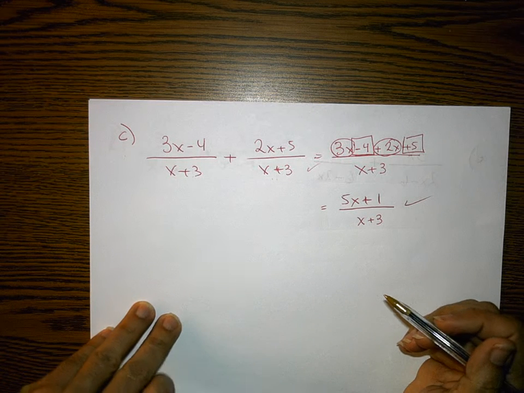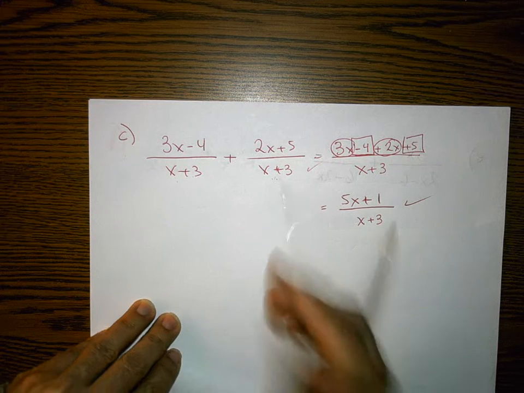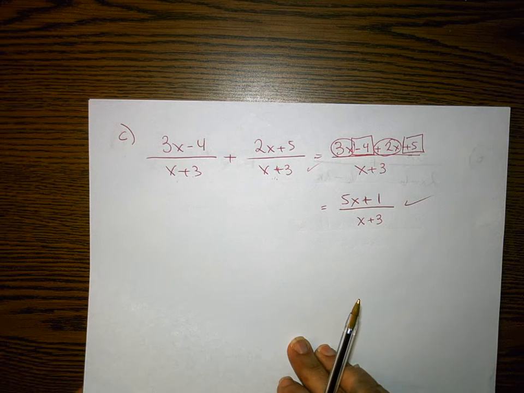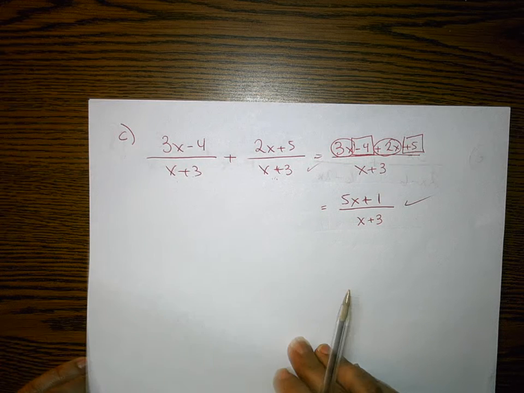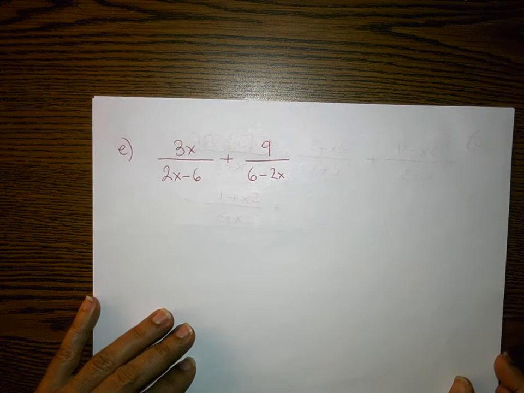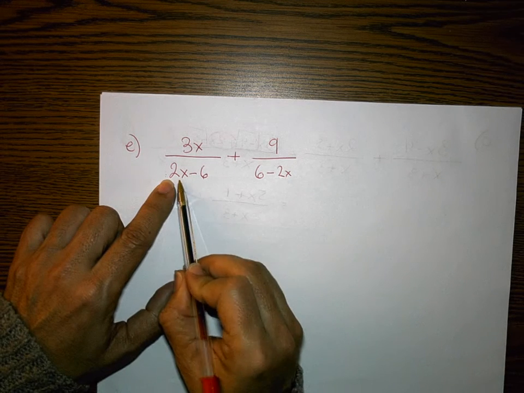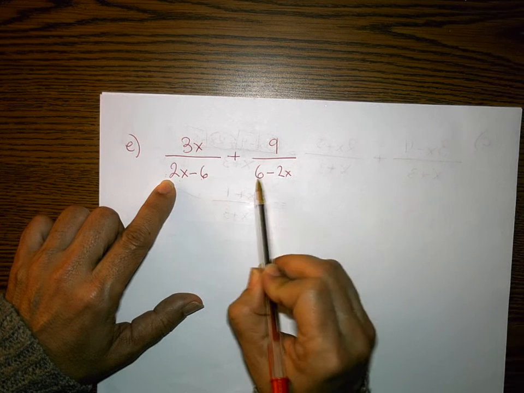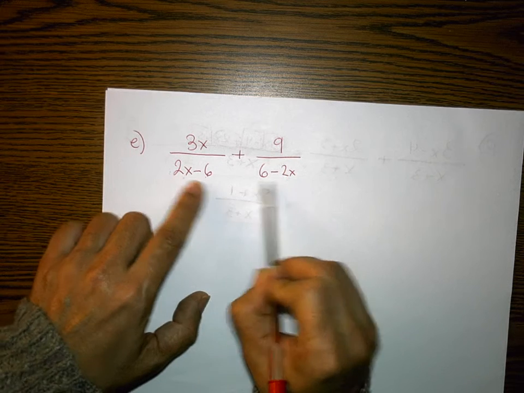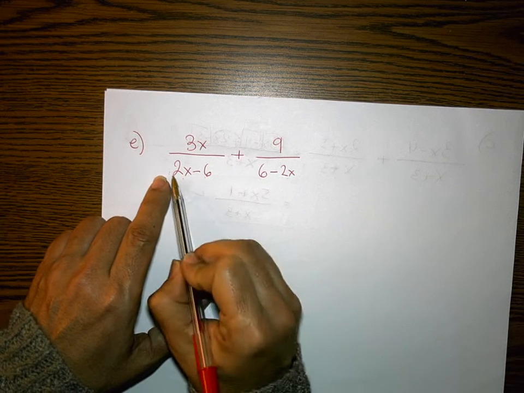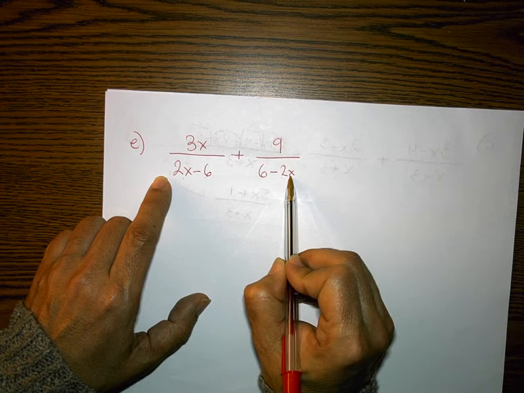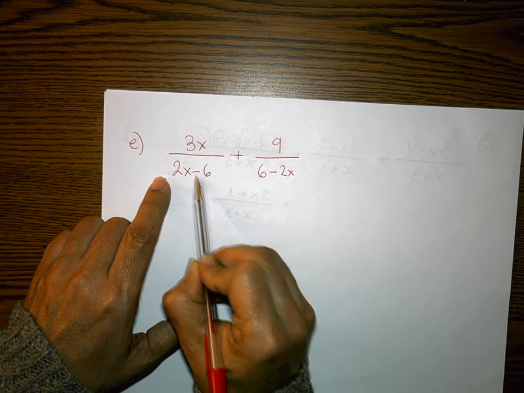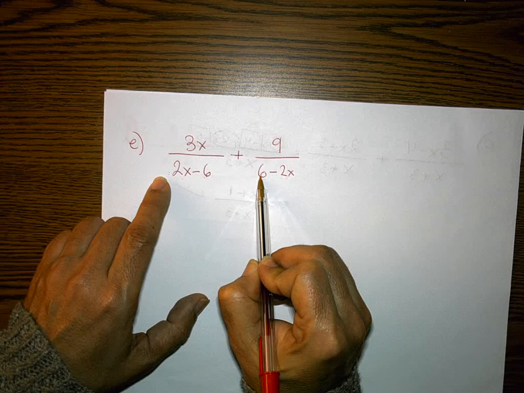We need to be good when the denominators are not the same. How do we work when things are not the same so I can make them the same and make it easier? Here's an example where the denominators are not the same. So I have 2x minus 6 and I have a 6 minus 2x. They are completely the opposite. The 2x over here is positive. The 2x over here is actually a negative 2x. The 6 is negative 6, and here's a positive 6.